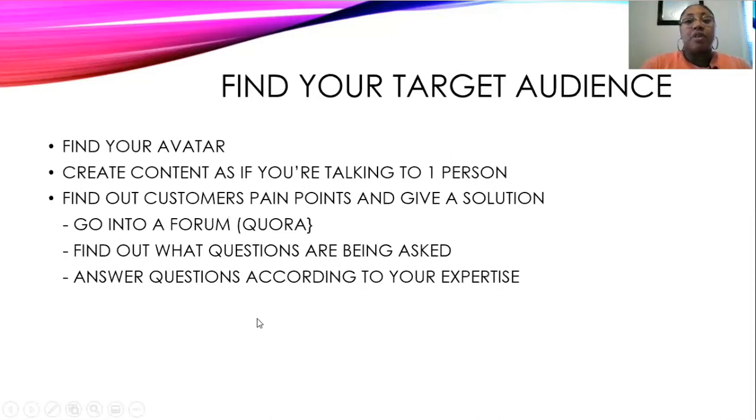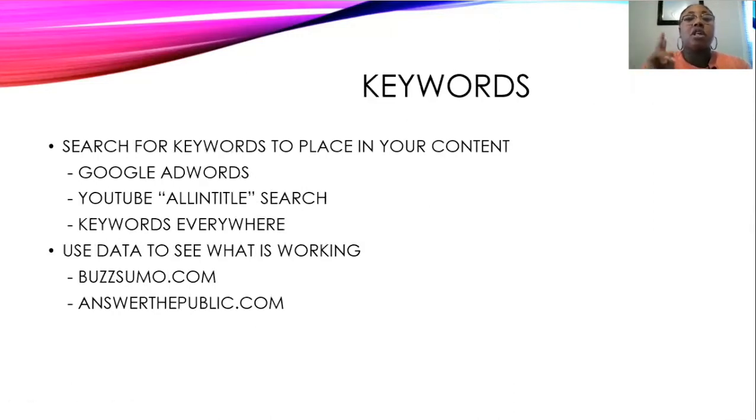and so I'm just going to be really quick. And the second thing is keywords. So make sure you're putting the right keywords in your content. You can do a search in Google AdWords. I like to use, especially for my videos, YouTube all in title search. You can use Keywords Everywhere. You can actually find out what keywords are popular in your niche and go ahead and put that in your content. But do not be overzealous when you do it.